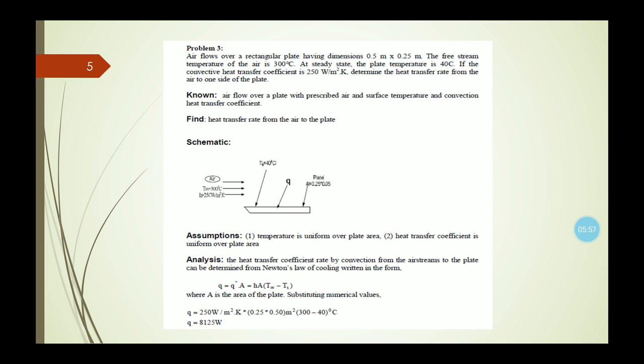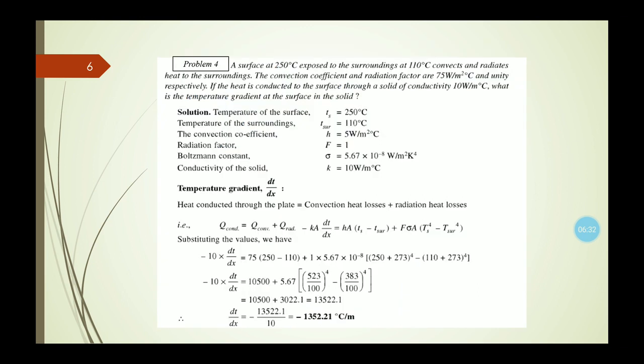After putting all these values in the formula of Newton's law of cooling, we have calculated the heat transfer rate from the air to one side of the plate, and the value we have got is 8125 watt. So here also we have used Newton's law of cooling, and using that formula we have calculated the heat transfer rate from the air to one side of the plate. So this is our number 4 numerical.